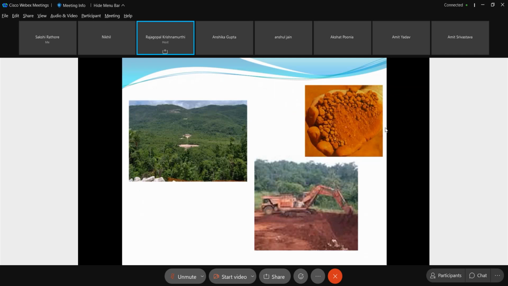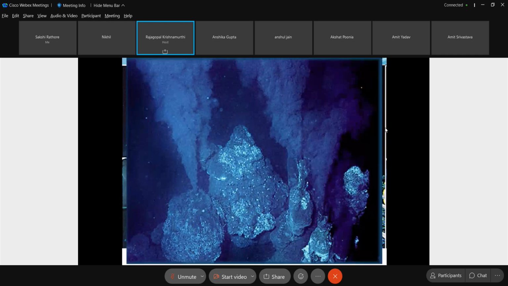Of course, when you go to the field, you see these types of things. From a distance, it looks like this, green, very beautiful. But when you go closer, you see something is going on. So bauxite mining, the bauxites. Do you see what is happening here? The blasting. Can someone tell me what is happening?